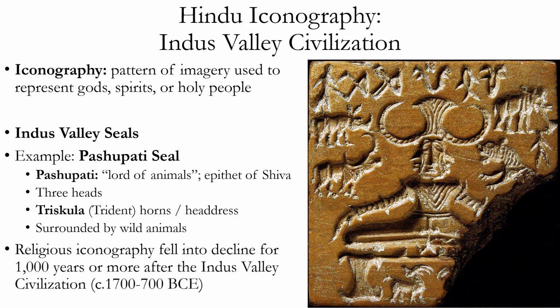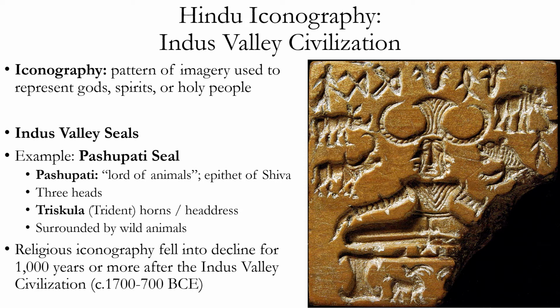We don't know if this seal is depicting Shiva or a god related to Shiva. But in addition to the animals, there's some other similar iconography. The figure is wearing a horned headdress, and the form of this headdress with the two horns on the side and the prominent central element form 3 points, and that's similar to the Trishula or trident, which is used as a symbol of Shiva today.